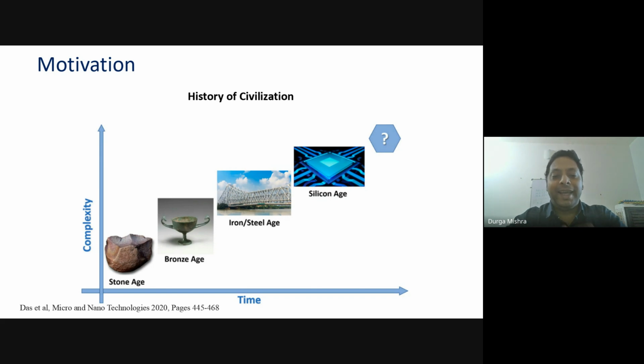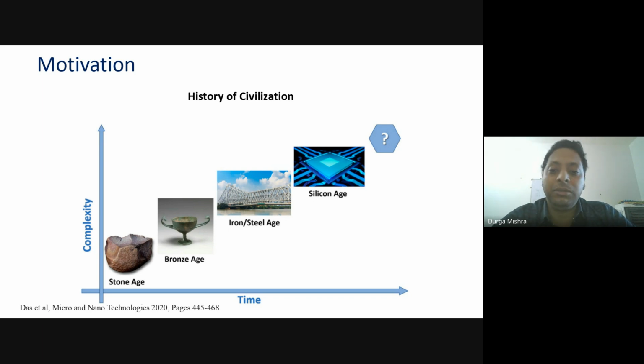Similarly, the next is the Iron and Steel Age, where we could make huge, big, industrial-scale structures, and that eased our standard of living to a great extent. That is where industrialization happened. We could manufacture things which are not available in nature. That's why we moved into a very sophisticated form of civilization.